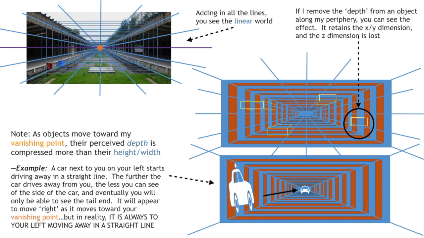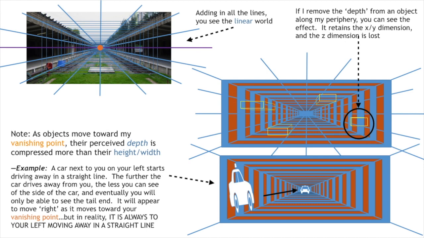So adding all the lines in now, you can see the linear world in which we live. You can see how the railroad tracks line up towards the vanishing point, and so on. If I remove the depth from an object, like our boxes that we put along the ceiling, the floor and the wall along my periphery, you can see the effect. It retains the XY dimension, and the Z dimension is essentially lost. It just becomes more or less a rectangle.